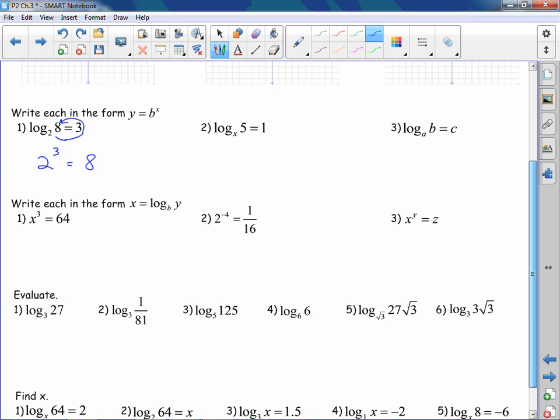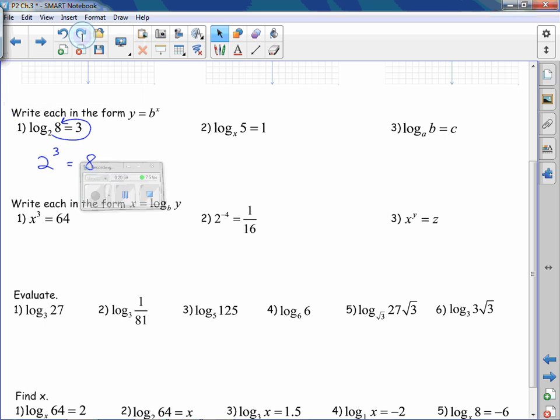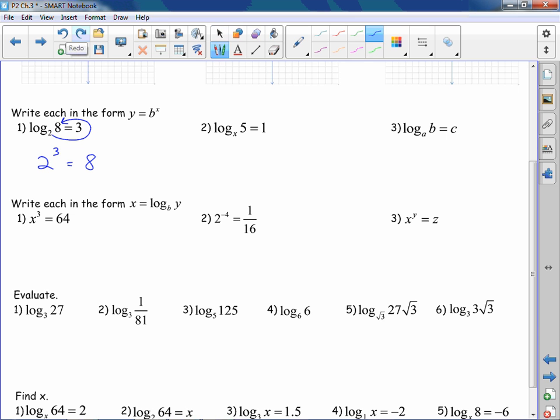Okay, let's do the next one. So we know what the answer is now. All right, let's go ahead and write number 2 in log form. Start with your base. X to the first equals 5. Yep, if we were solving it, that's what we would do.